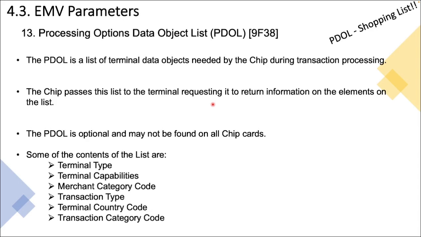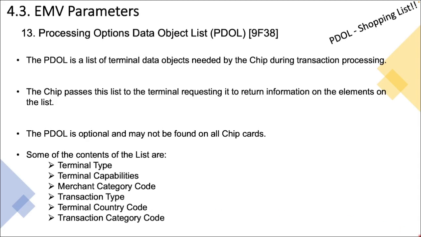Now, some of the things that the card could ask for from the terminal would be things like terminal type, and we've discussed this. So terminal, what type of terminal are you? Are you a terminal type 22? Excellent. Terminal capabilities: what can you do? Can you process a chip transaction? Can you do offline data authentication, etc.? Merchant category code: what type of merchant? What kind of transaction is this? Is it a purchase or cashback? A terminal country code: in which country is the terminal issued? Is it 0710, so is it a South African terminal? And transaction category code, right?